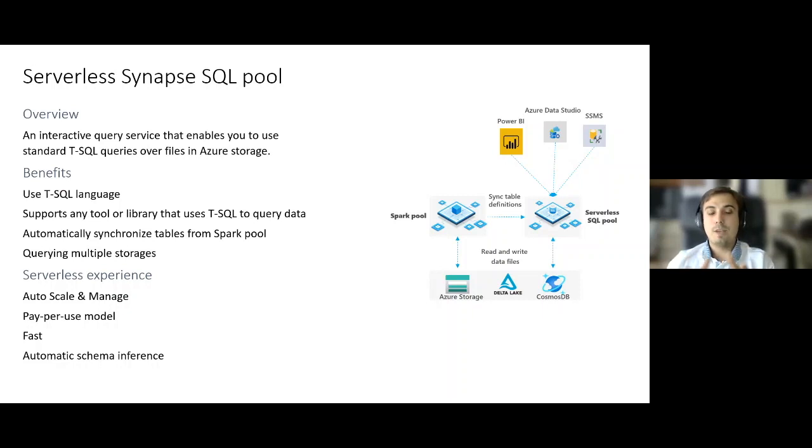Beyond that, we have a feature that automatically synchronizes Spark pool tables into serverless SQL pool. Actually, it syncs table definitions. So if you create a Spark pool table, you get a chance to utilize it through SQL and query that data through the serverless SQL endpoint. Most recently, we announced Delta Lake public preview. So you can query multiple storages through the serverless pool, like Azure Storage, Delta Lake, and Cosmos DB through Synapse Link.